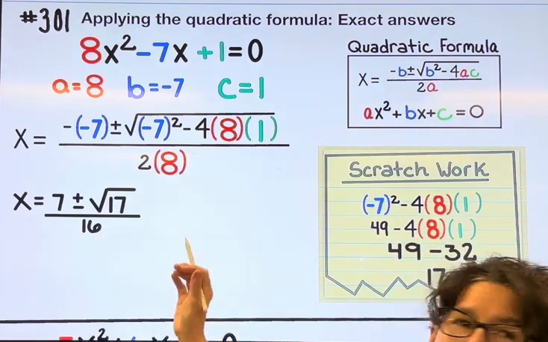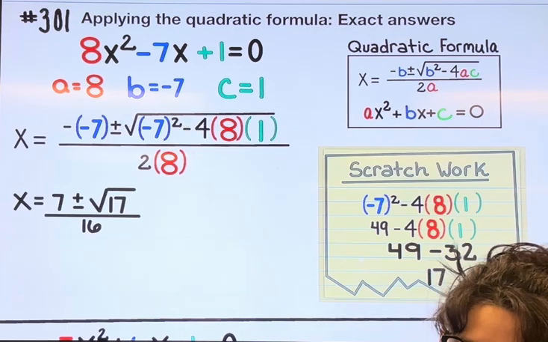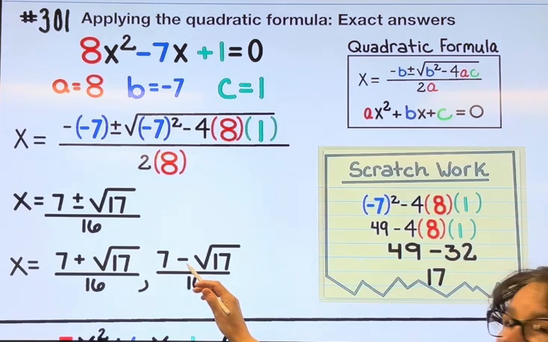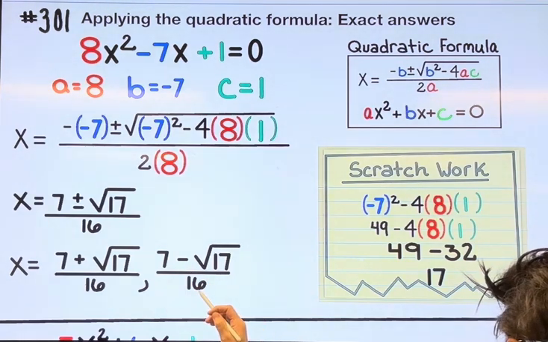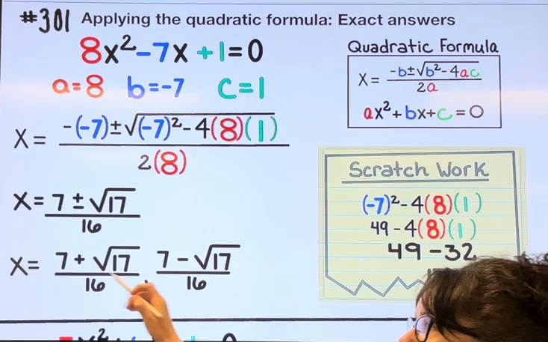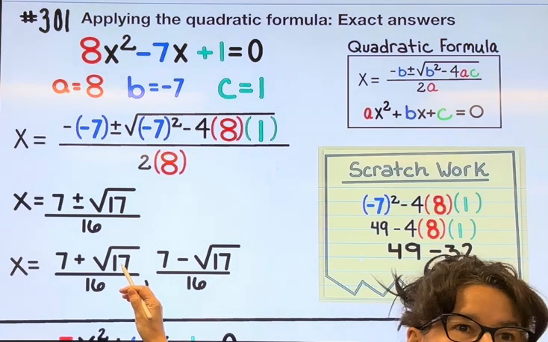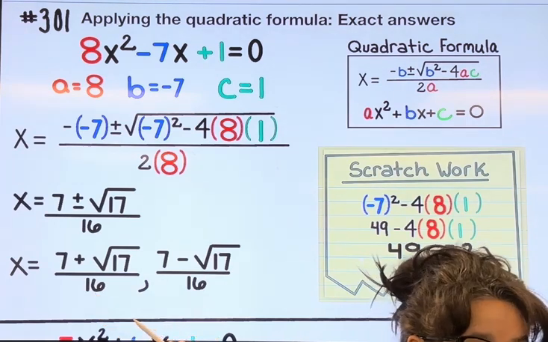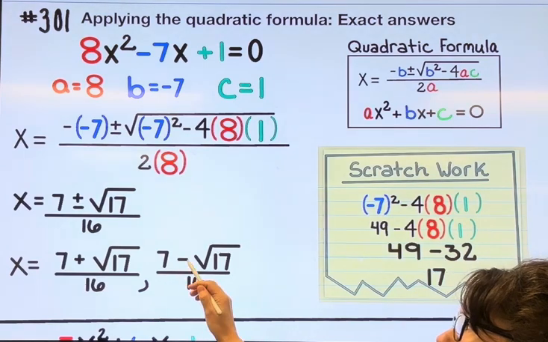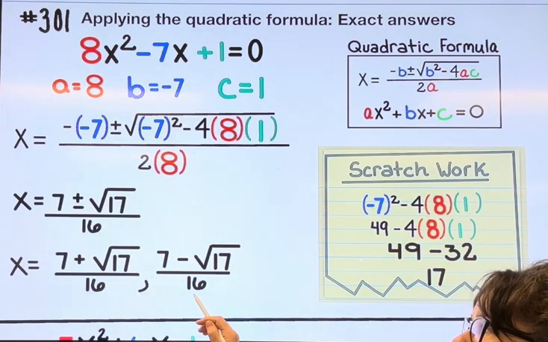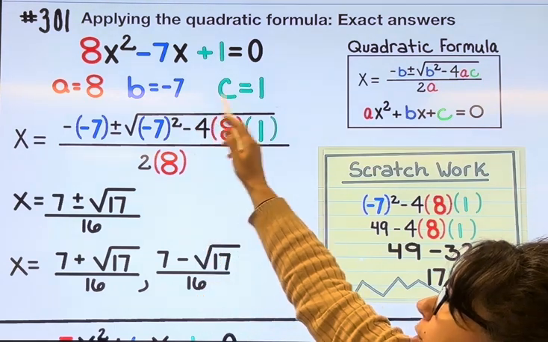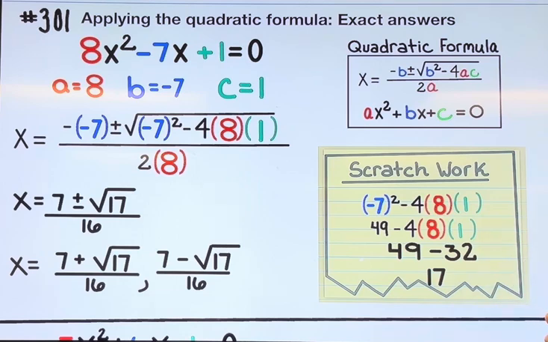And this plus or minus simply means we have two separate answers. We have both 7 plus the square root of 17 over 16 and 7 minus the square root of 17 over 16. A little tiny extra information: if you were to add 7 and the square root of 17, get an answer, and then divide by 16, that is the location of the x-intercept. And 7 minus the square root of 17, get an answer, divide by 16, that is the location of the other x-intercept if we were to graph y equals 8x squared minus 7x plus 1.